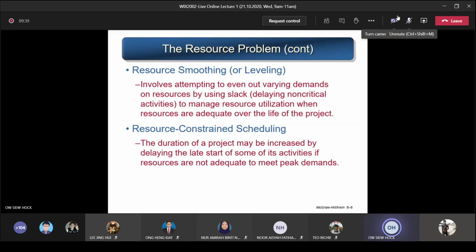Resources. So this is called the resource. You must use some kind of technique called resource smoothing, or we call leveling. This involves attempting to even out varying demands on resources by using slack.